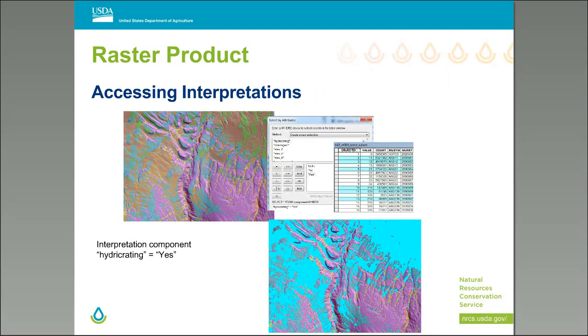And because of that, you can access interpretations just like you can with that stuff. Once you do a little bit of table joining, you can select pixels that meet a certain interpretive requirement. All the familiar tables and everything are still there.